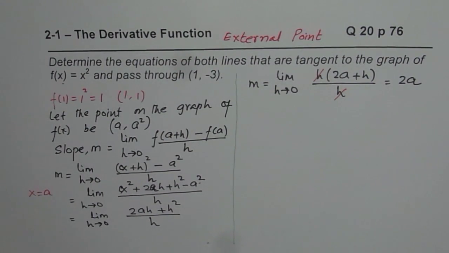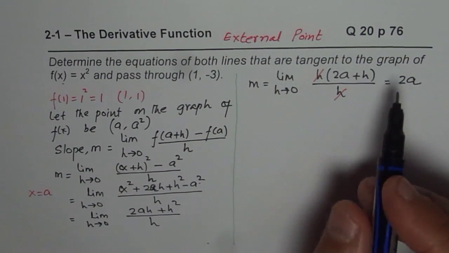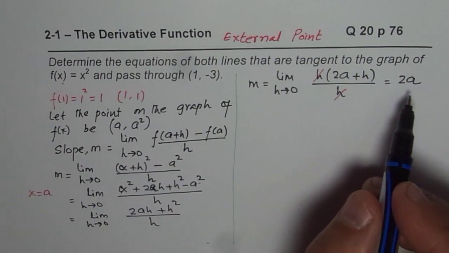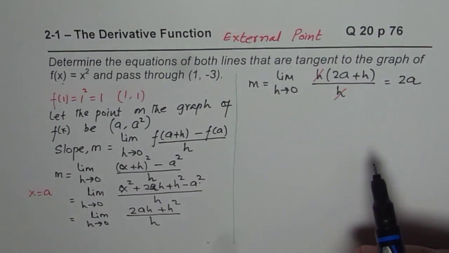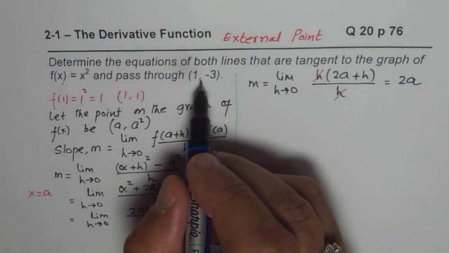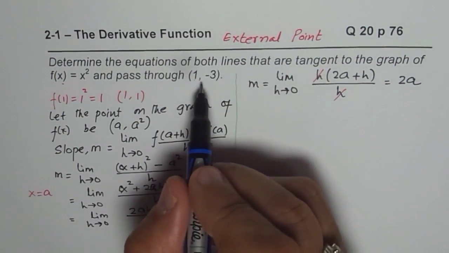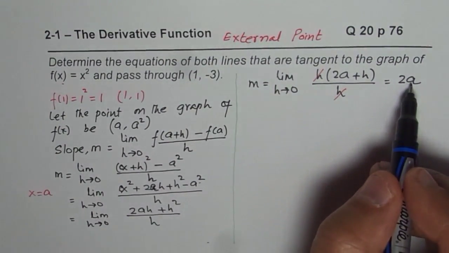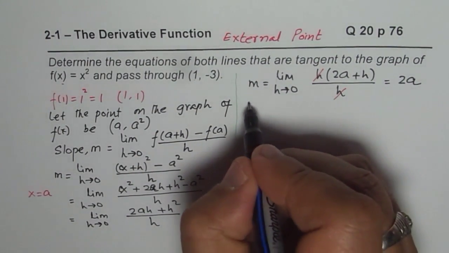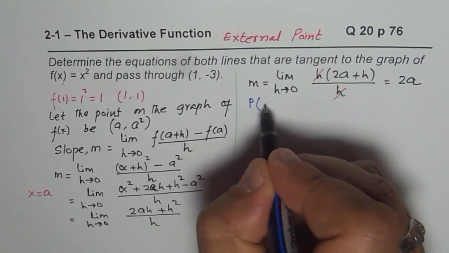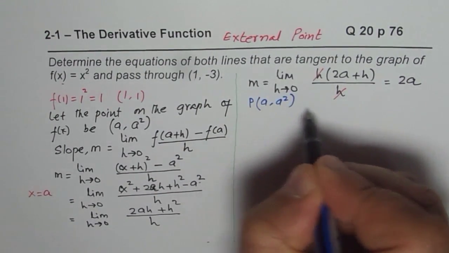You get the idea. Now we are looking for a specific tangent line which also passes through (1, -3), right? So that is what we are looking for. For that line, what is this point a? This is what we need to now find. So we have 2 points. Let's call our point P as (a, a squared), and we are given a point.